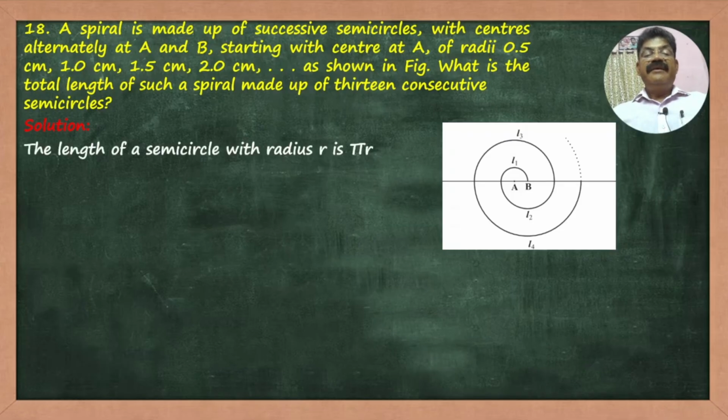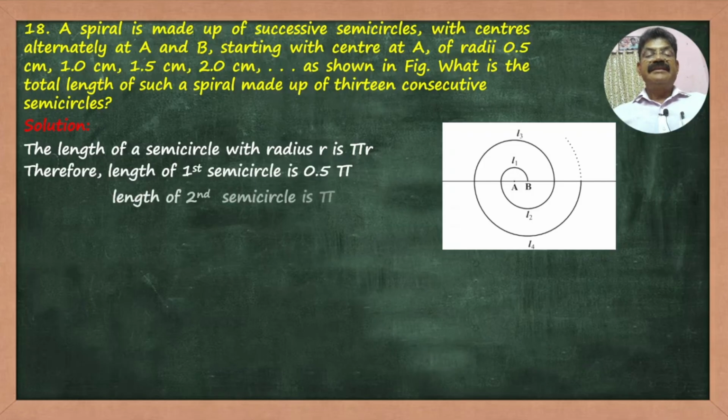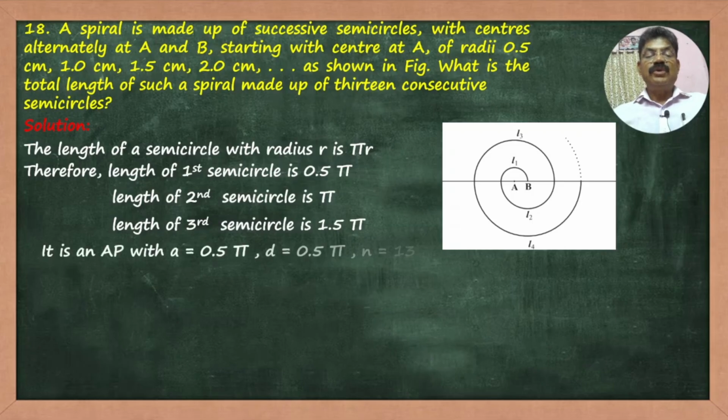The length of a semicircle with the radius r is pi r. Actually, for a circle, circumference is 2 pi r. Since it is a semicircle, you have to consider only half of that. Therefore, it is pi r. Now, the first semicircle radius is 0.5. Therefore, it is 0.5 pi. Second semicircle radius is 1. Therefore, it is pi. Third semicircle it is 1.5. Therefore, the length is 1.5 pi and so on.